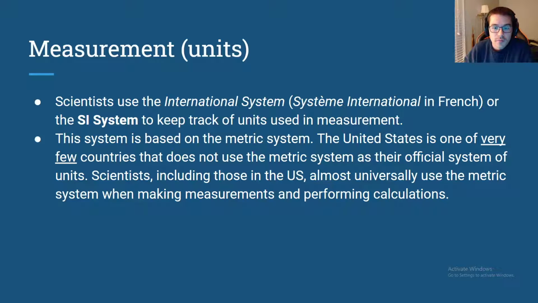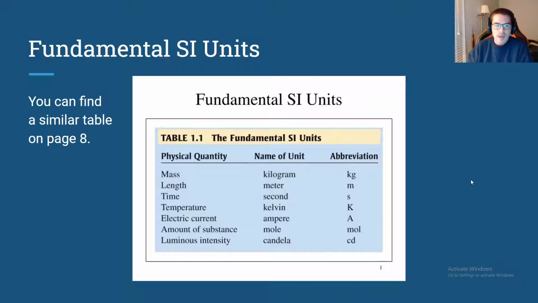So we're going to have to use the metric system, because as it says here, scientists, including those in the United States, almost universally use the metric system when making measurements and performing calculations. And that is true. There are some cases where the imperial system can be useful, or it'll get used, but for the most part, if you're doing anything involving science, you're probably using the metric system. And here are the metric system units. Now there are more units than these, but these are the fundamental units. I'll talk about what that means in just a minute.